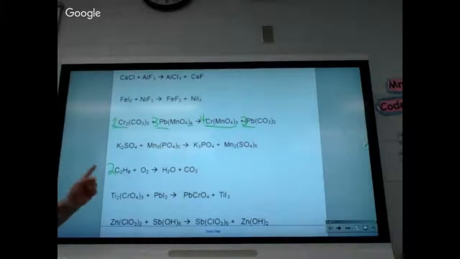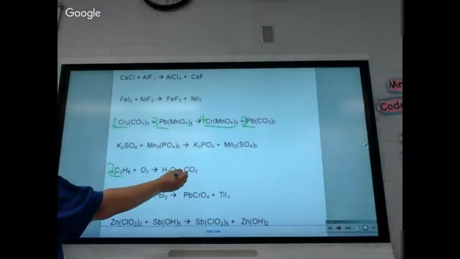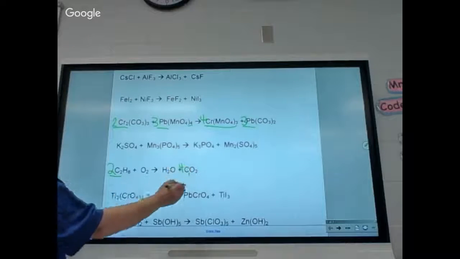If it won't work, change this number to a what? What's the next even number? 4. Put a 4 on it if it won't work with a 2. 2 will usually work, but every now and then a 2 won't. Go up to a 4. Okay, so 2 times 2 is what? 4. So 4 C's. What am I going to put here to get 4 C's? 4. Put a 4, because 4 times 1 is 4.